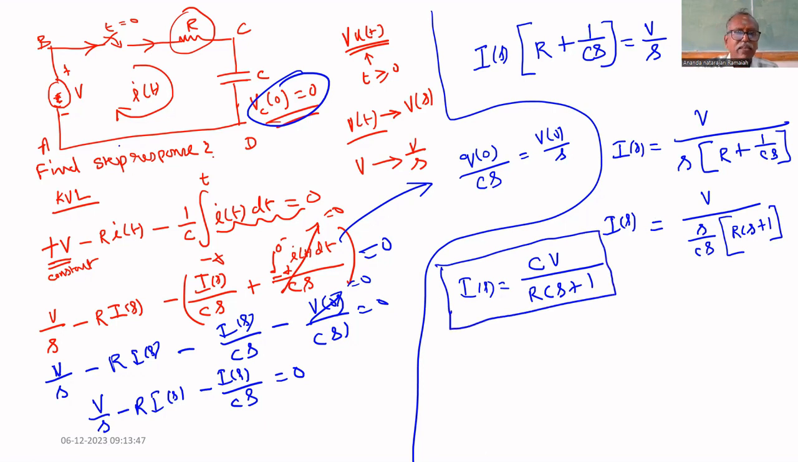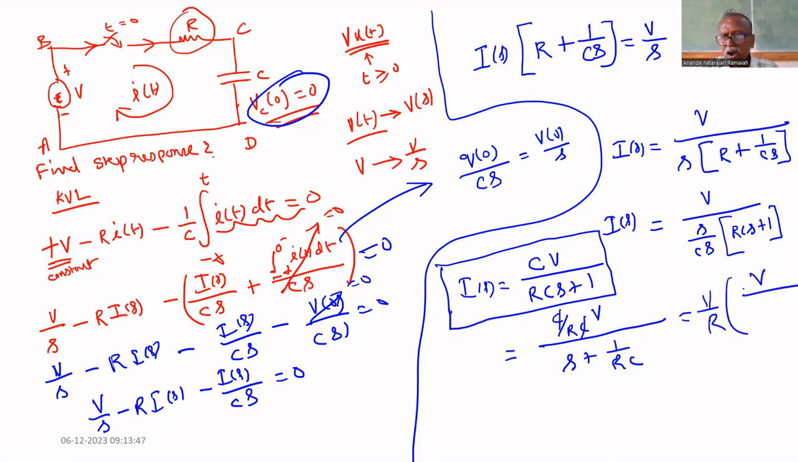We wanted to find I of t, but we got I of S. So we have to take the inverse Laplace transform. For that, we can write one more step. If you take RC outside, C by RC multiplied by V divided by S plus 1 by RC. C getting cancelled. That is equal to 1 by R multiplied by V by R multiplied by 1 upon S plus 1 by RC. V by R is constant. We know that Laplace inverse of 1 by S plus A equal to e power minus AT. Am I correct or not? We have to remember the formula.